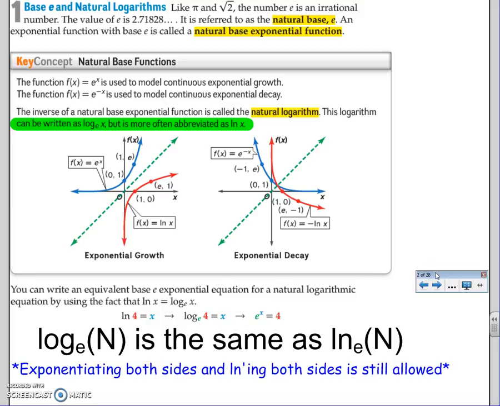So like pi and the square root of 2, we have a number e. It's an irrational number. It's about 2.718. We call that the natural base or natural number. And if you have an exponential function with e, we call it a natural base exponential function.